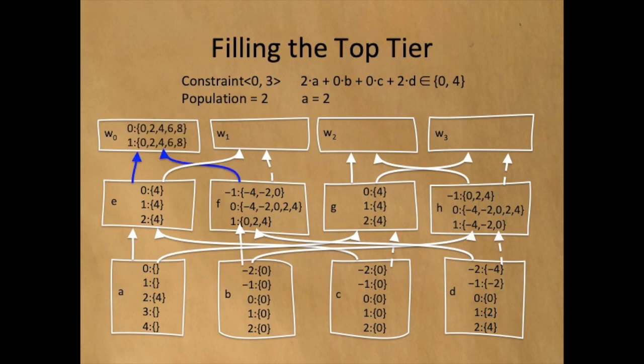In the top tier, W0 is a left node, so we will add the Hadamard values. So when we combine these equation pairs, the Hadamard value will be 2 plus 0 divided by 2, which equals 1. And the partial sums will be 4 plus minus 4, 4 plus minus 2, 4 plus 0, 4 plus 2, and 4 plus 4, which gives us 0, 2, 4, 6, and 8.